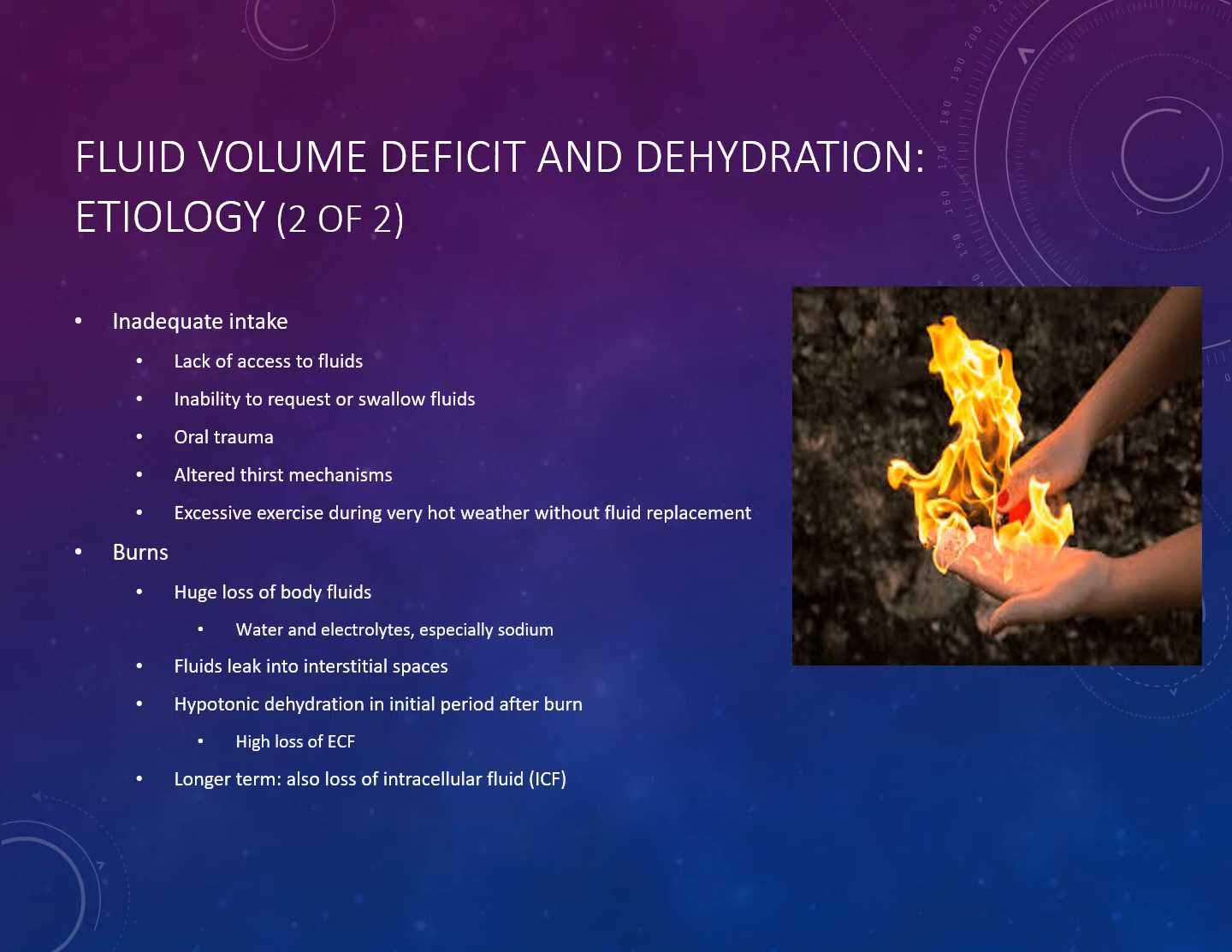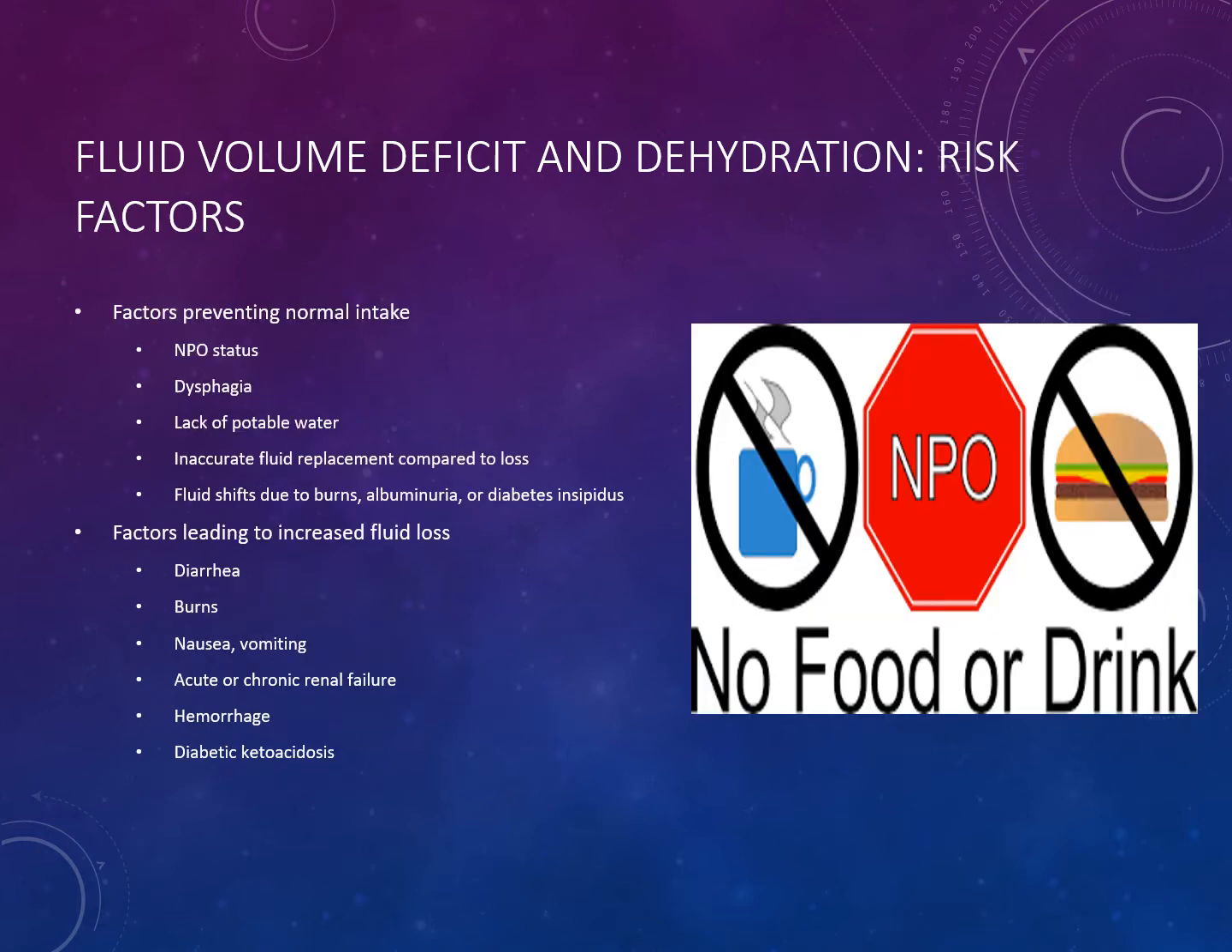You lose the layers and protective skin layers that help us maintain our water. And when you have burns, these leak out. And so as it says, it leaks into the interstitial spaces, and so you're losing a lot of sodium. Hypotonic dehydration in initial period after a burn, you have a high loss of extracellular fluid in a burn because, like I said, the skin is gone, those layers of protection are gone. Also loss of intracellular fluid in the long term with burns.